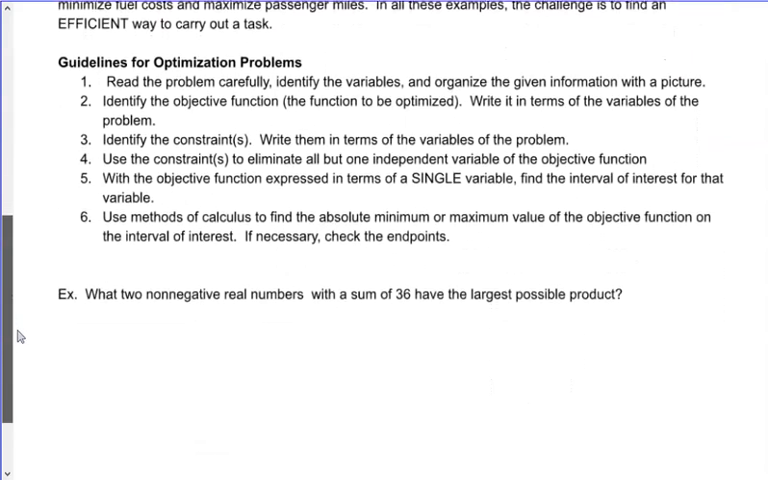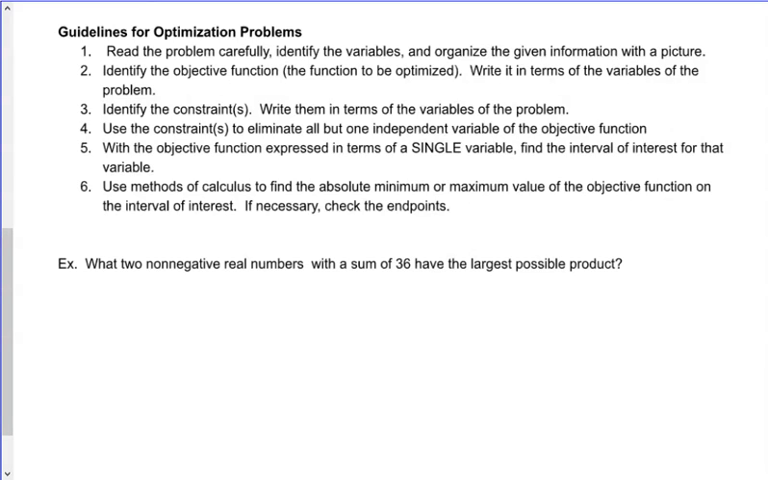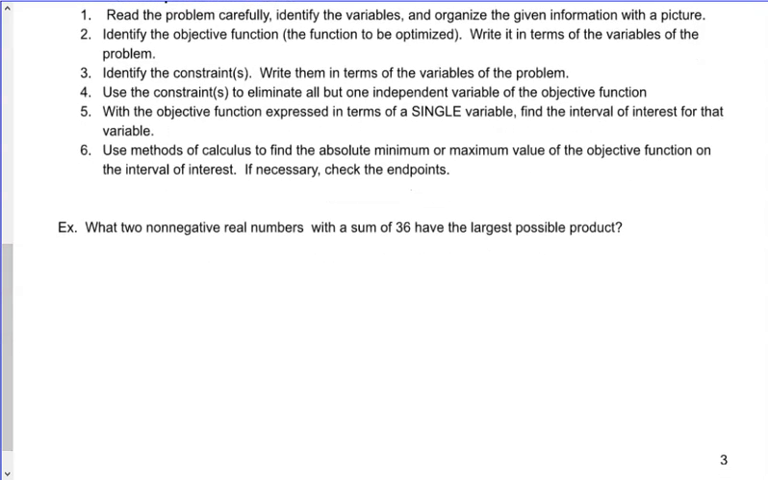So here are some guidelines for optimization problems. These are just a step-by-step process for you to work through when answering some of these problems. Will you do every single step all the time? Maybe not, but will you do most of them? Absolutely. Number one, the first thing is to read the problem carefully. For any word problem, read that problem carefully, identify the variables, and organize the given information with a picture, if it can be.